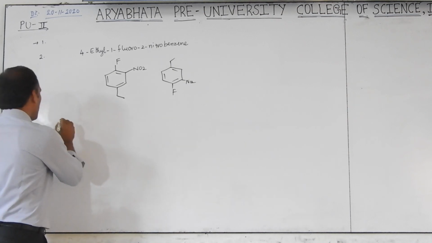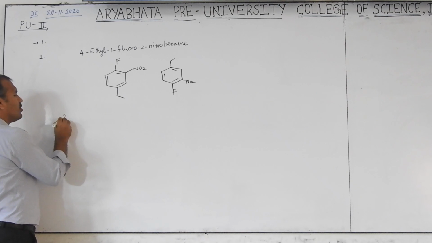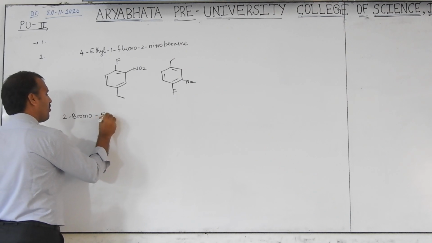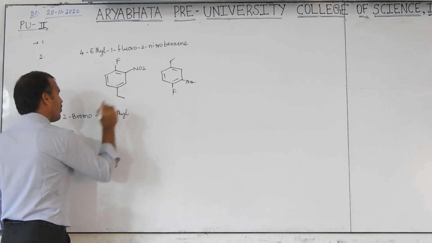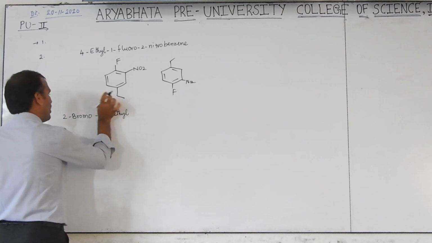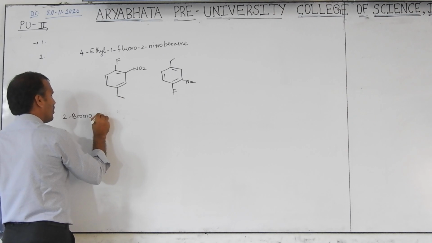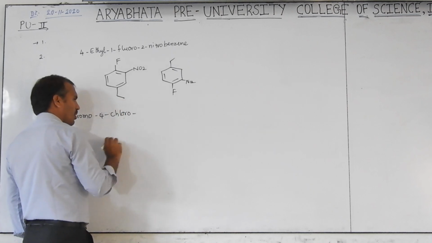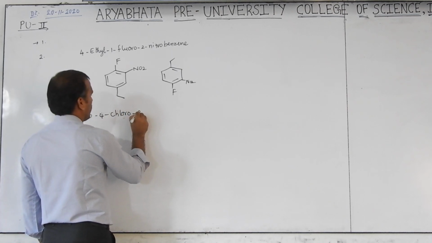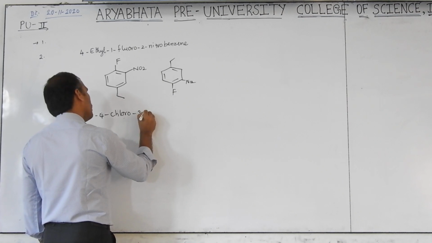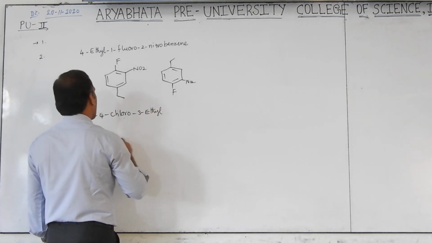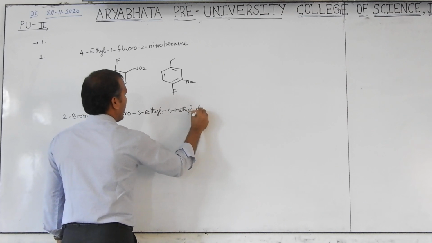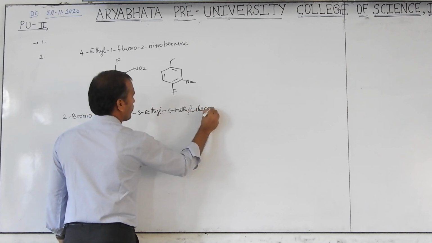No? One more example. 2-bromo, 5-methyl. One more I will write here: 4-chloro. Next, 3-ethyl, 5-methyl decane. Here no space, it should be continuous. Like this the name is given.